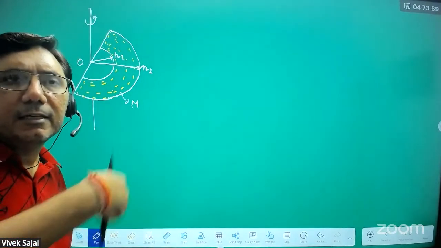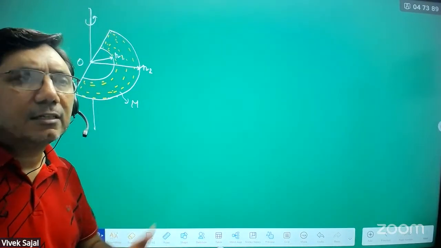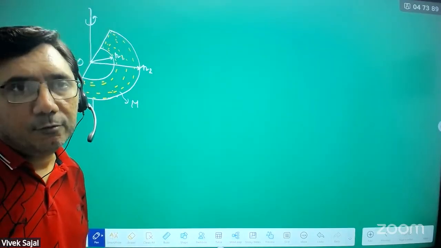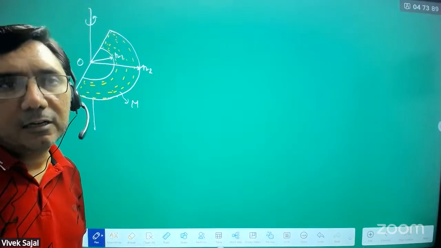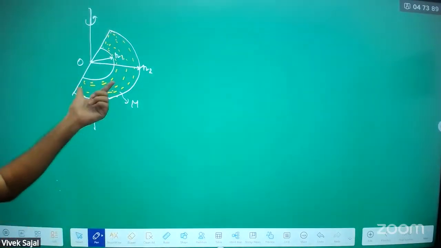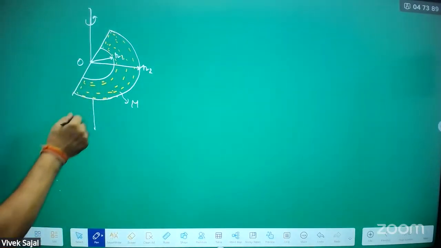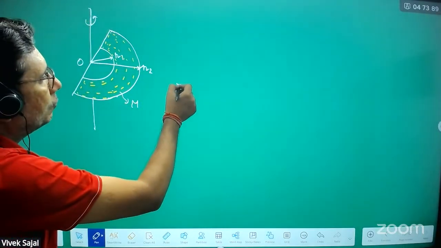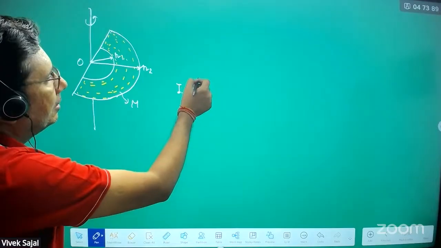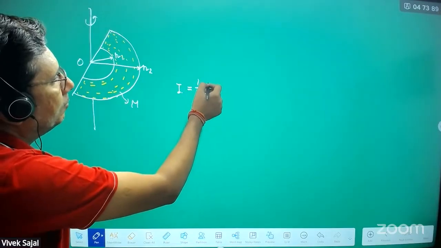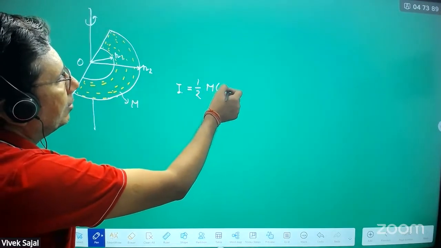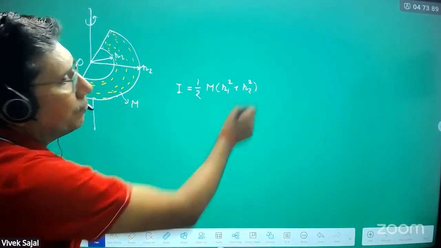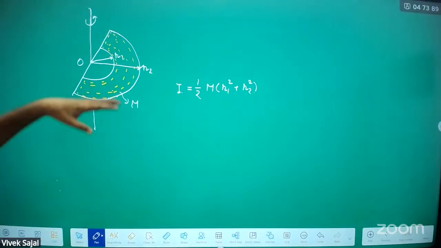If you are rotating it, what 2D structure is formed? It is forming a 2D structure, that is full annular disk. ठीक है ना, full annular disk it is. So formula for this, if you want to find out its moment of inertia about this axis, that will remain same. So what will be the moment of inertia? That will be 1 by 2 m r1 square plus r2 square.